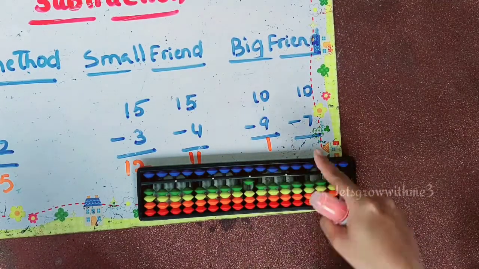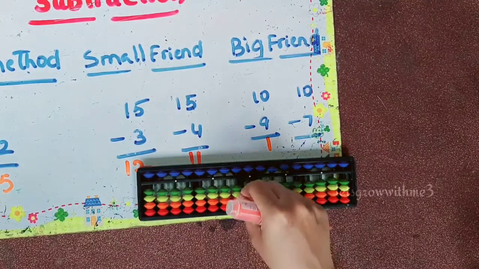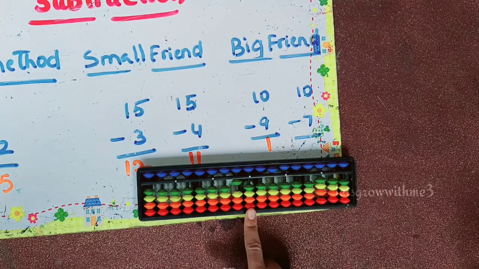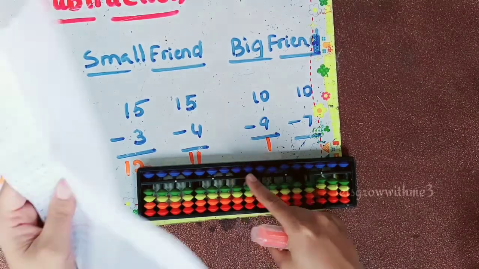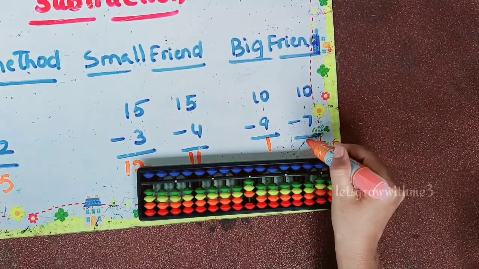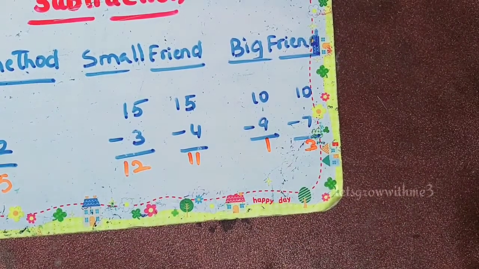Next question again. 10 minus 7. So how to do minus 7? What's the formula? Minus 10 plus 3. We don't have 3 beads, and we can't go for small friend as the number is 7. Then minus 10 plus 3. So the answer is 3. Okay, that's the big friend.